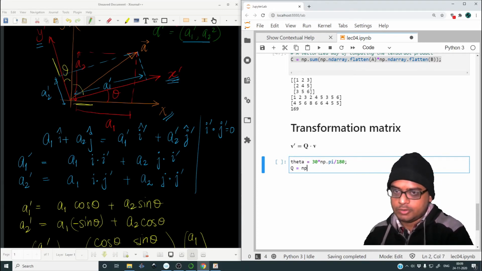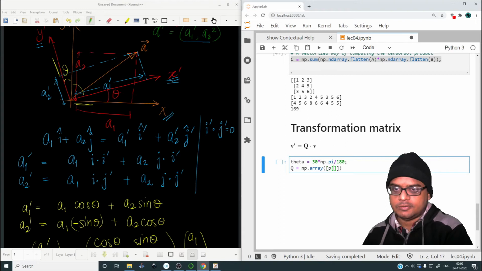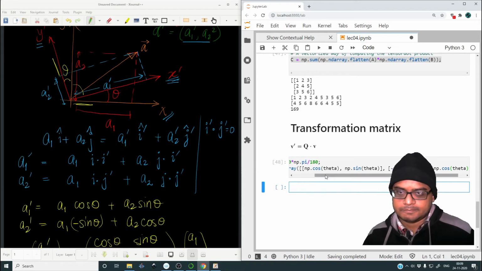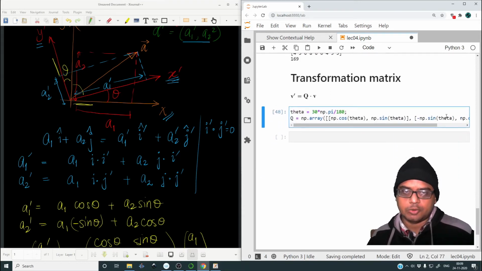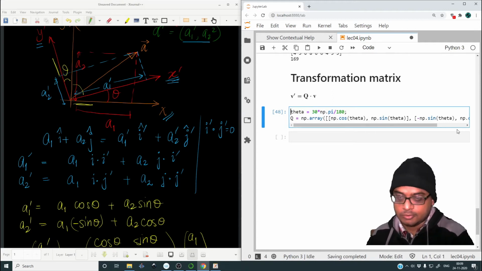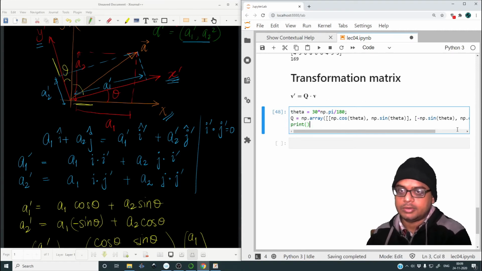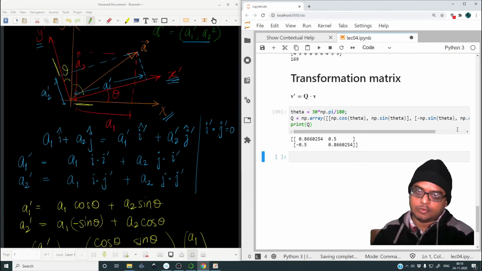Let us define Q equal to np dot array. Let us do a 2D transformation first, so we need two such brackets. One is np dot cos of theta, np dot sine of theta, minus np dot sine of theta, np dot cos of theta. So let us print out what the Q matrix looks like. So Q is the transformation matrix. So print Q. This is what it looks like.